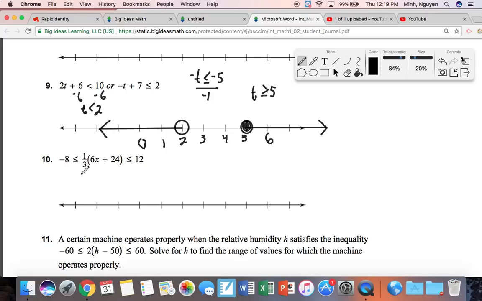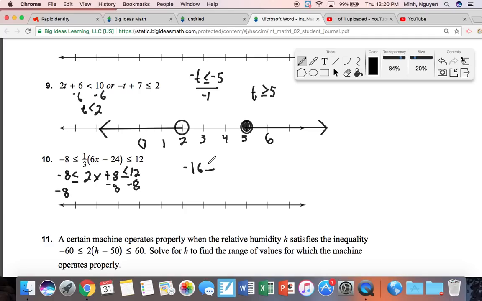Here we will distribute this. 6 times 1 divided by 3 is 2. 24 times 1 is 24, divided by 3 is 8. So to all these sides, well, I'm going to show you. We have to subtract 8. So we're going to start off by subtracting 8. -8 minus 8 minus 8. And then after that, we're also going to divide by 2.